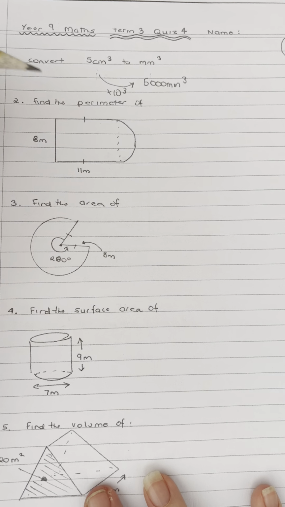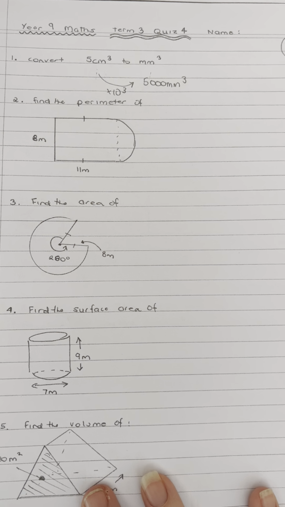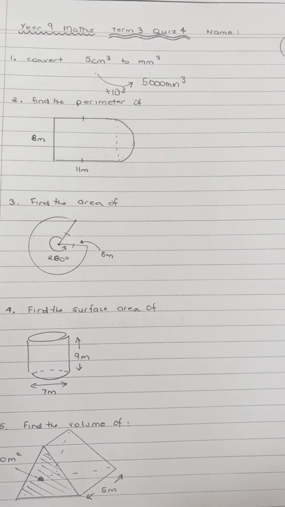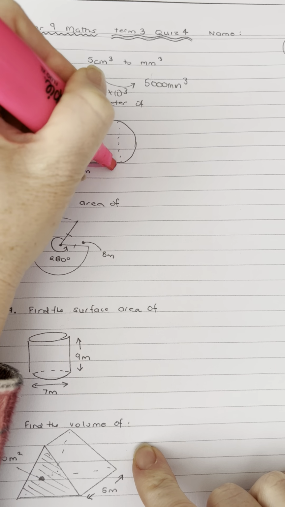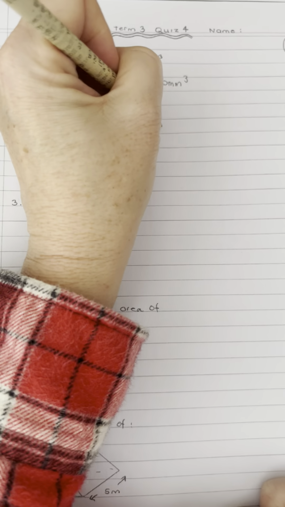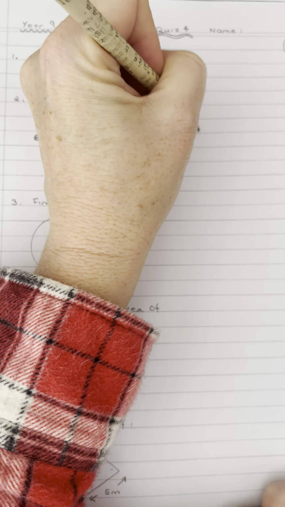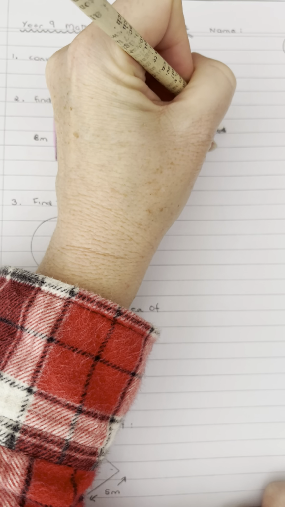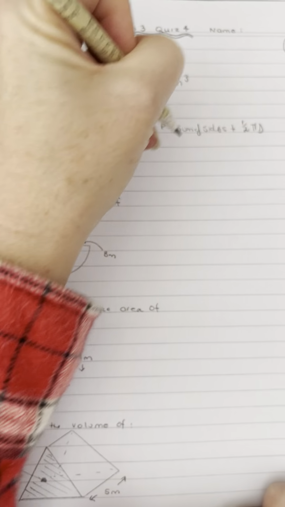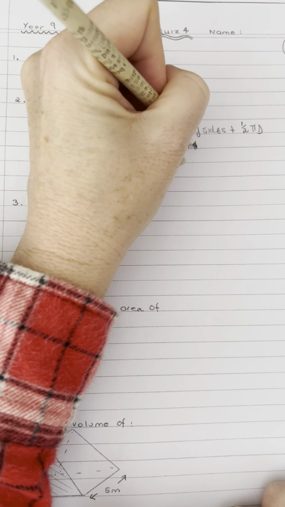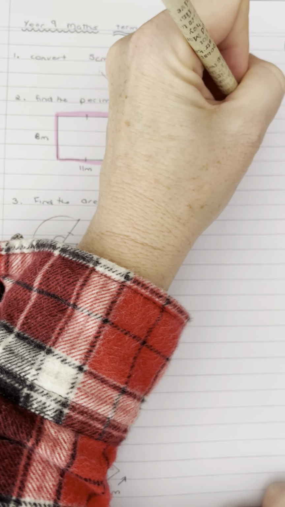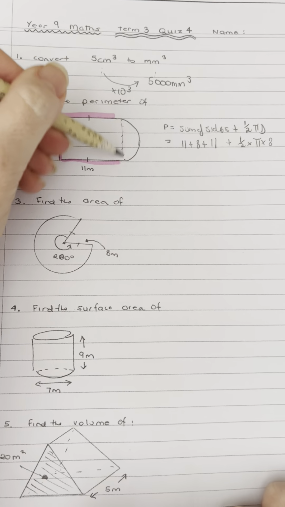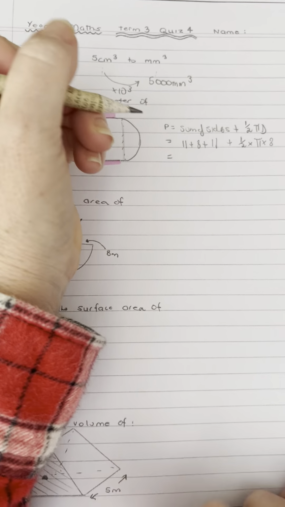Then we've got a perimeter question. So when we do that question, I'm going to use my highlighter to show you what I'm going to add up. So I've got this side is 11, this side is 8, and this side is 11. So if I add up all of that, but I also need that half circle there, and that will be half of pi d. So I've got the 11 plus 8 plus 11, and then I'm going to add to that a half times pi times 8, because the diameter here is 8.